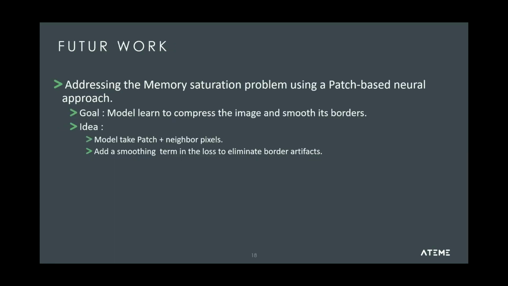In our future work, we would like to eliminate the increase of complexity that we cause. So the idea is not to use the overlapping method, but to train our model not only to compress the image, but also to smooth the borders. And for that, we want to change the loss function of our model and add a smoothing term in it that will allow us to eliminate the border artifacts automatically.